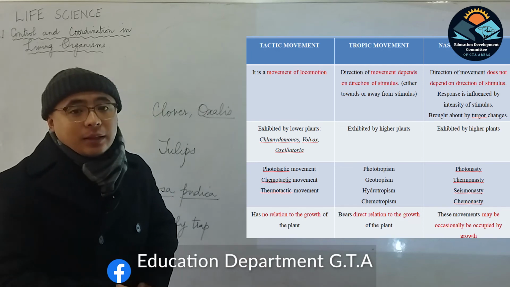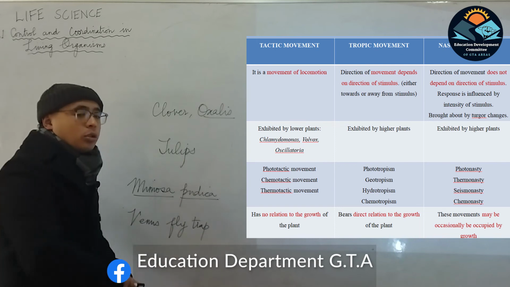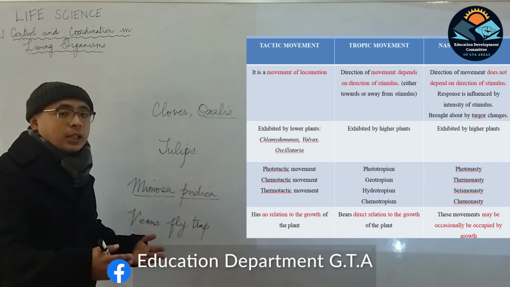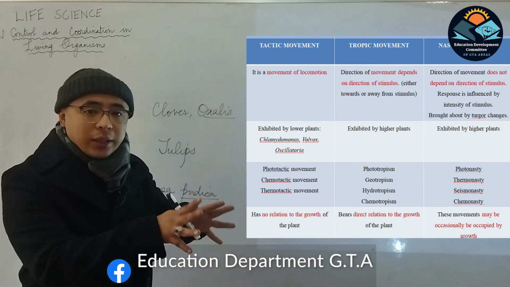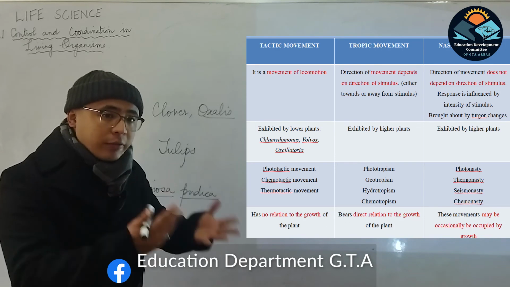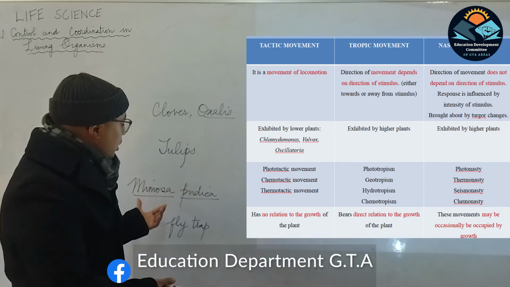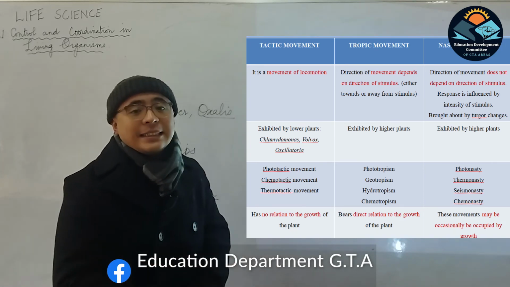Seismonasty can be exhibited by a plant which we have already discussed before, Mimosa pudica, which is also known as the touch me not plant. In this plant, whenever you touch the leaves, the leaves will slowly droop down or retract. And if you give it some time, the leaves will come back to their original position. So Mimosa pudica, or the touch me not plant, exhibits seismonasty.